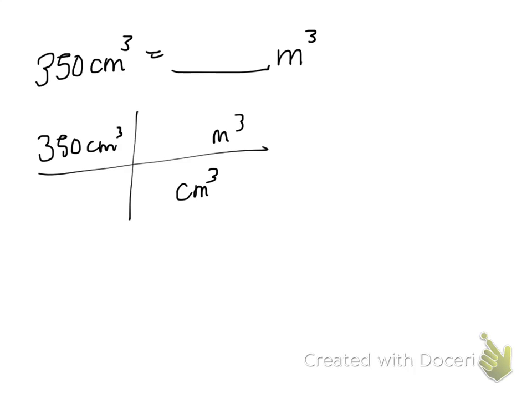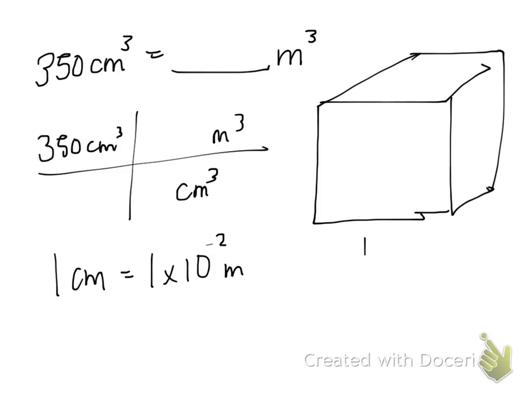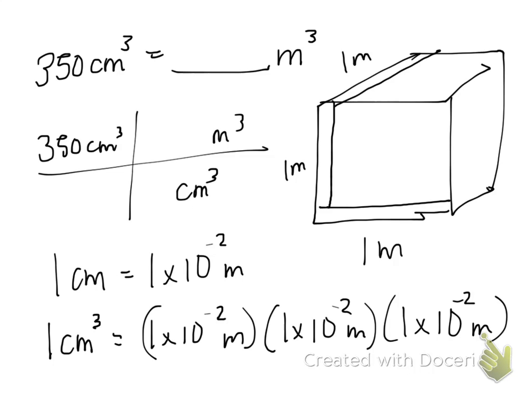Well, we know that if we were converting centimeters and meters, we would use 1 centimeter is equal to 1 times 10 to the negative second meters. Is that true in this instance? No. Because if we think about a 1 cubic meter box, that is a box that's 1 meter wide, 1 meter high, and 1 meter deep. There are 100 centimeters here, there are 100 centimeters here, and there are 100 centimeters here. So 1 cubic centimeter is equal to 1 times 10 to the negative second meters cubed.